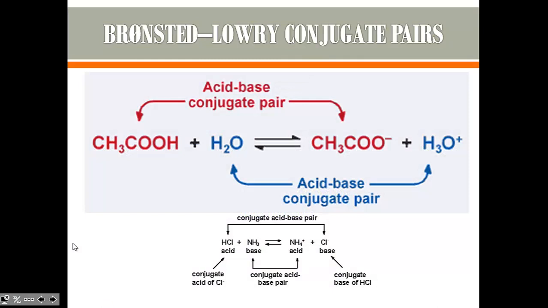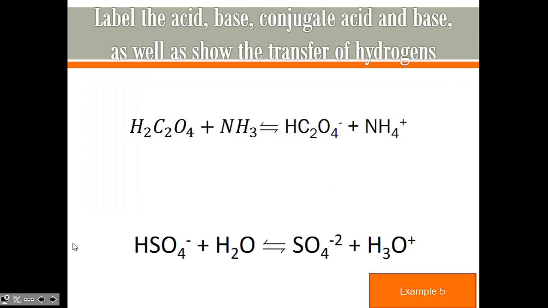Let's get some practice showing the movement of hydrogen ions, determining which substance is an acid and which is a base, as well as our conjugate acid-base pairs. In your packets, find example 5. Here we have oxalic acid reacting with ammonia to produce bioxalate and ammonium. The only way that oxalic acid can produce bioxalate would be by it donating a hydrogen ion to the ammonia. In order for ammonia to become ammonium, it would have to accept that hydrogen ion.